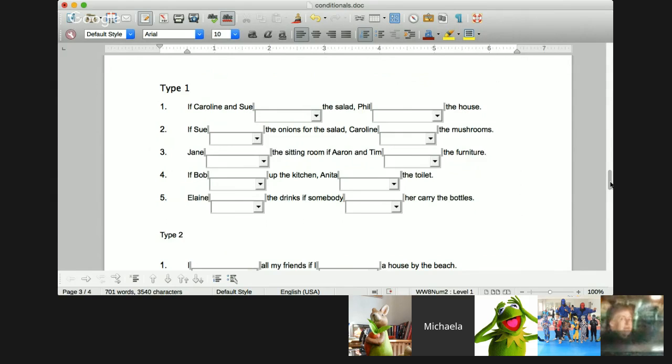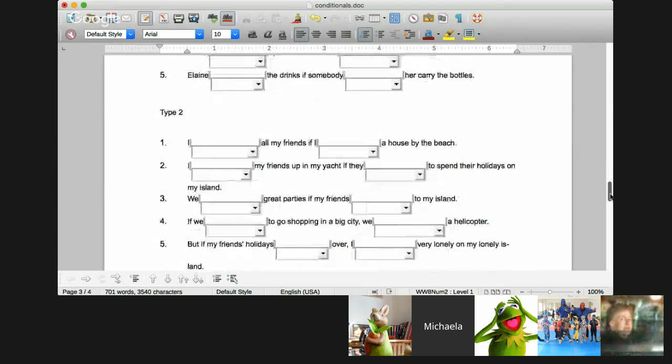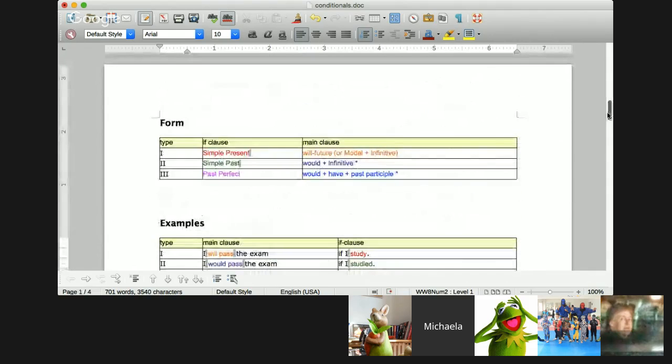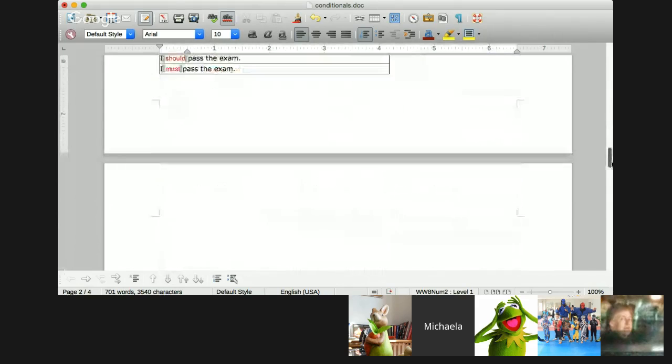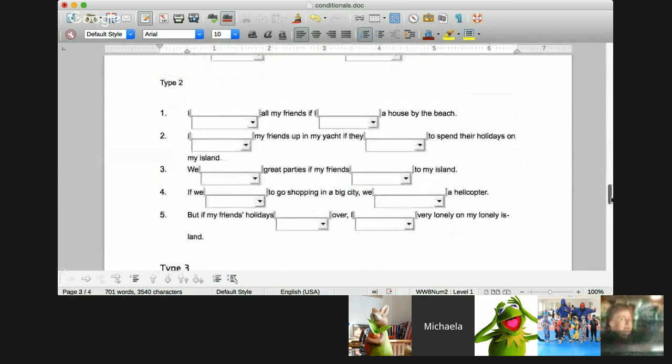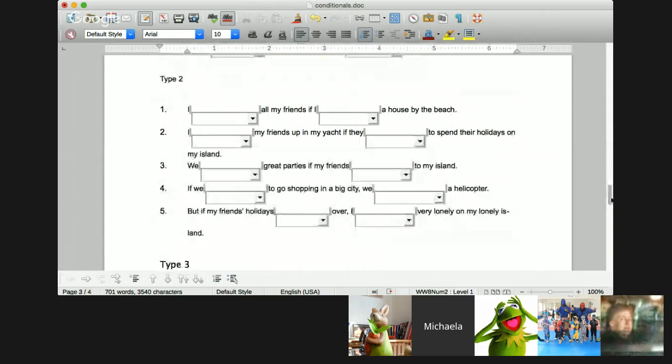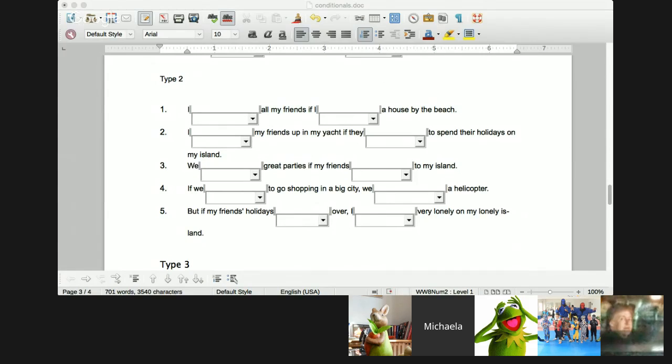All right. We'll go on to type number 2, and as a review, we use the simple past for the if clause and would plus infinitive for the main clause. And type number 2 is something that's possible but less likely. And if you guys have trouble coming up with the appropriate verbs here, you can always just give a shout out and we'll help you come up with a verb that would work for you to conjugate. Vislav, we're going with you for number 1. Okay.